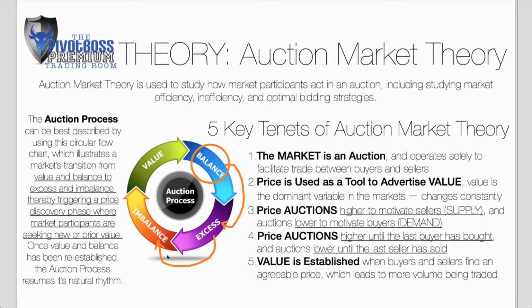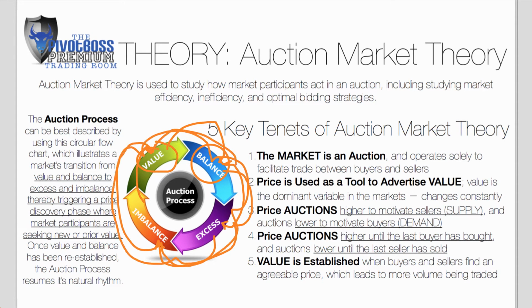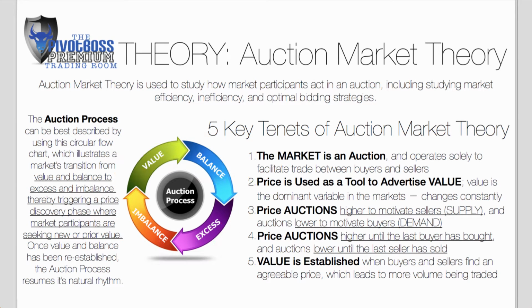An imbalance phase is an elongated profile where price is seeking higher or lower levels. And from there, once it finds an acceptable area to do trade, it will create value, where volume is now traded at higher levels between buyers and sellers, and that creates balance. And then from there, you see excess, imbalance, value. You see the roundabout way of going through things, right?